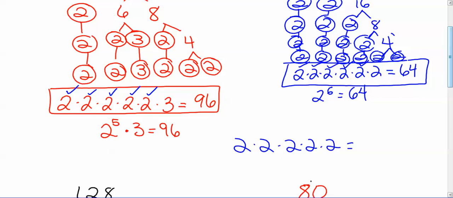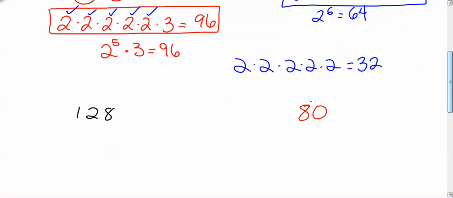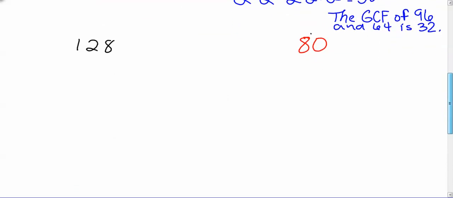2 times 2 is 4. 4 times 2 is 8. 8 times 2 is 16. 16 times 2 is 32, you just found the GCF of 96 and 64. All right? So let's write the GCF, the greatest common factor of 96 and 64 is 32. I probably should have written that like there. Woo-hoo, fancy.